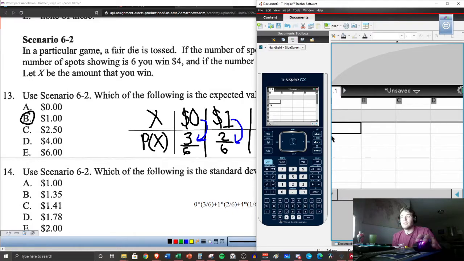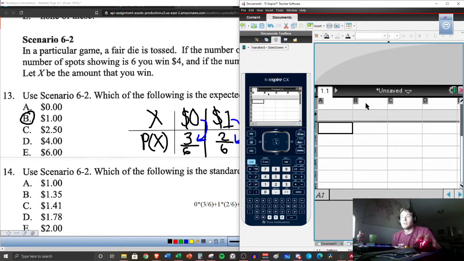And we're going to go ahead and start typing in the distribution. So what you want to do is type in X for your first list and PX for your second. And we're going to take the table over here and put it inside of our calculator. And if you need to rewind any of the steps here, you can do that. I'm going to make sure you're able to rewind.